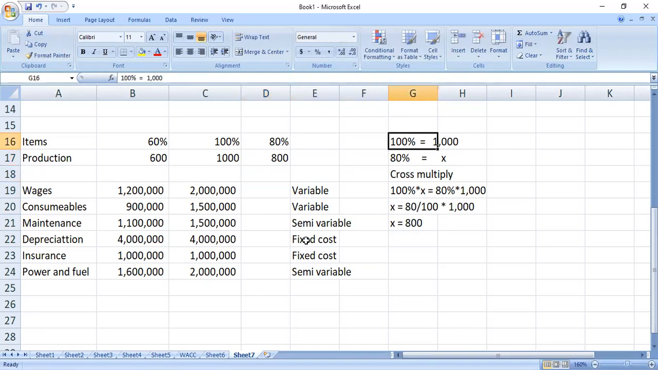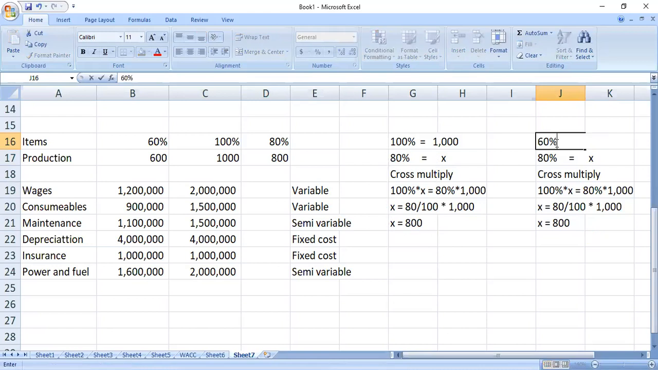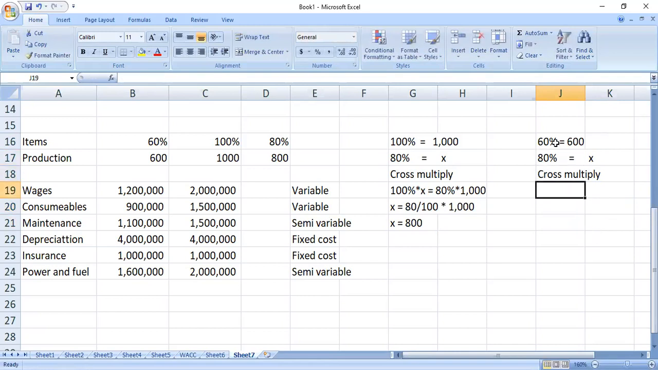You don't have to use 100. You can use even the 60%, and you have the same answer. You can try out that one also. So what if I use the first one? Someone would ask, did I get the same answer? I'm saying yes, because you say 60% gives me 600. How about 80%? It gives me X. Then you cross multiply: 60% times X is going to be equal to 80% times 600.